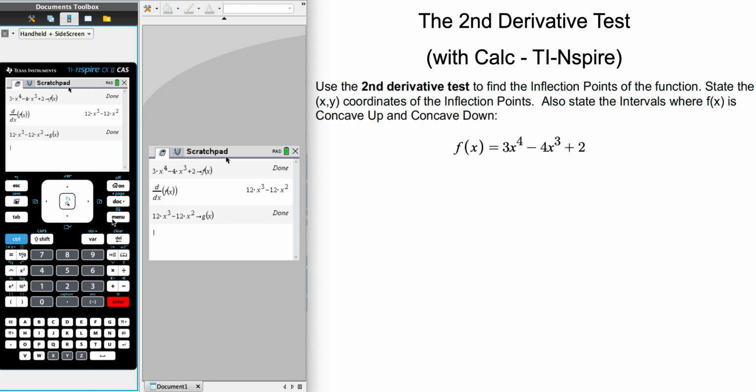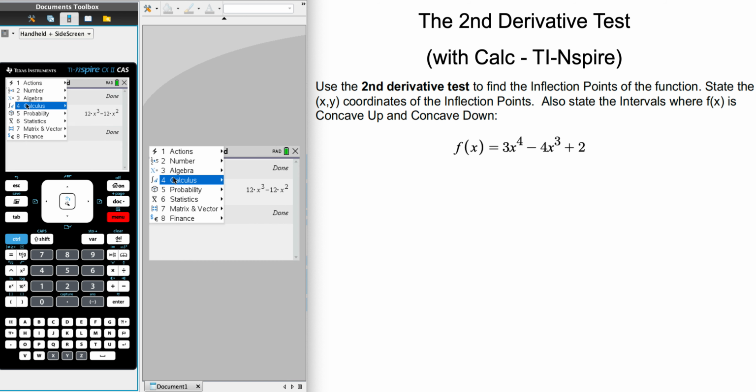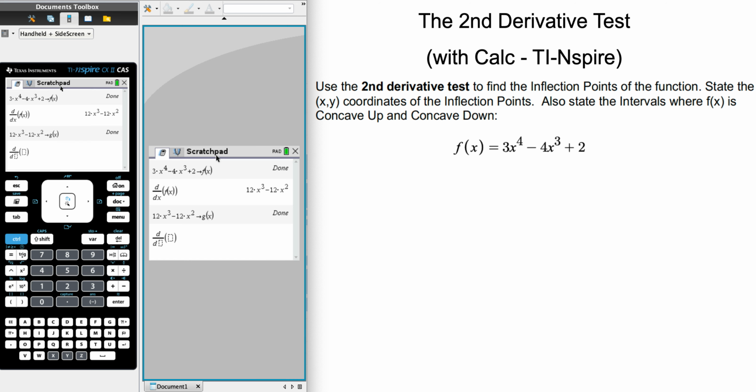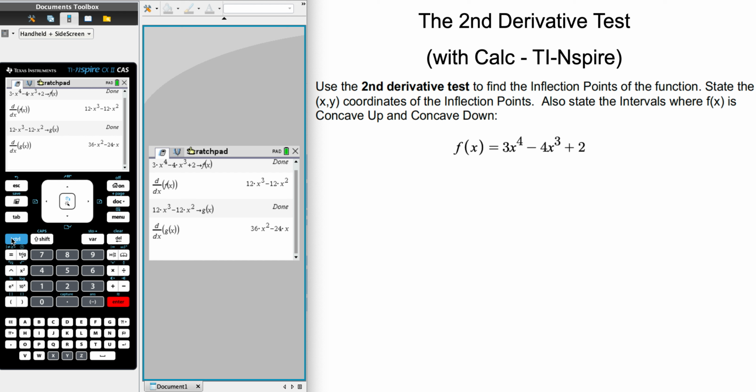So now, if I need to get to the second derivative, now I got to take the derivative of g of x. So I'm going to go ahead and do that. And so we got g of x here, and we hit enter, and then Control VAR, and let's store that as h of x.